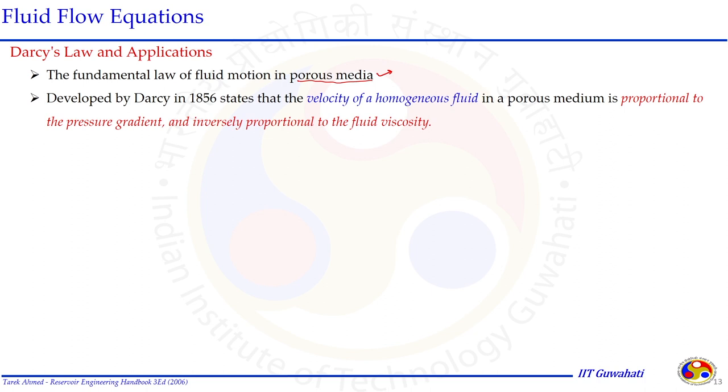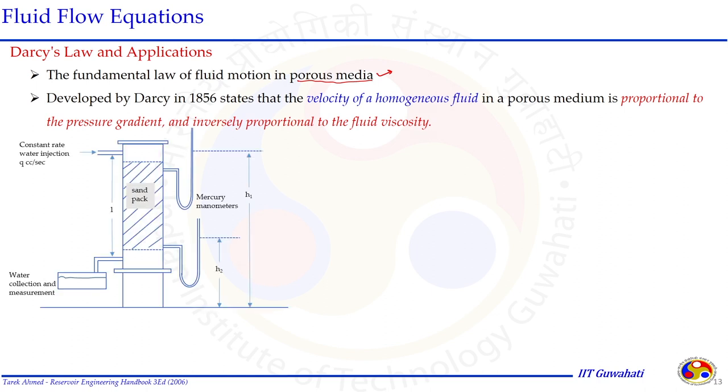Darcy law was developed by Darcy in 1856, and it states that the velocity of a homogeneous fluid in a porous medium is proportional to the pressure gradient and inversely proportional to the fluid viscosity. He developed this relationship when he was doing the sand pack experiment for the water purification system, where constant flow rate water was injected through sand packs of different packing, having different permeability. The pressure across the sand pack was measured and water of different viscosity was flown through this, and the relationship was established.